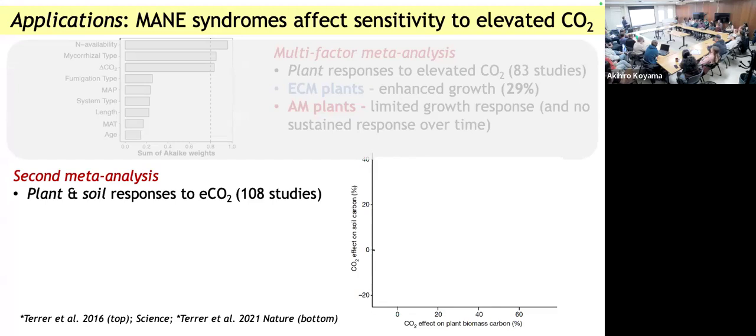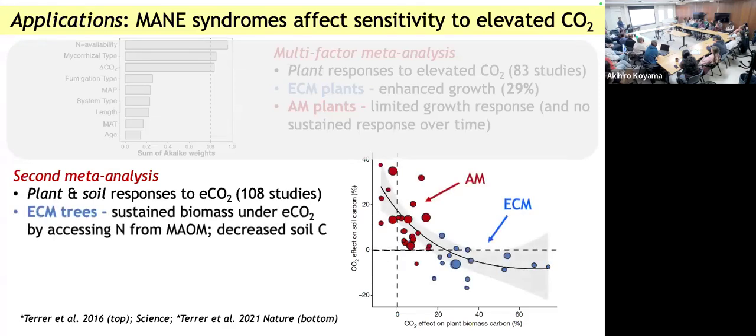So we did a second meta-analysis about 5 years later. This time we had 108 studies we could look at, and we looked at both the plant and soil responses to elevated CO2. What we found is that the ECM trees were able to sustain their biomass growth under elevated CO2. The mechanism was that they accessed nitrogen from the mineral-associated organic matter pools, leading to a decrease in soil carbon. Let me walk you through this because it's really interesting.